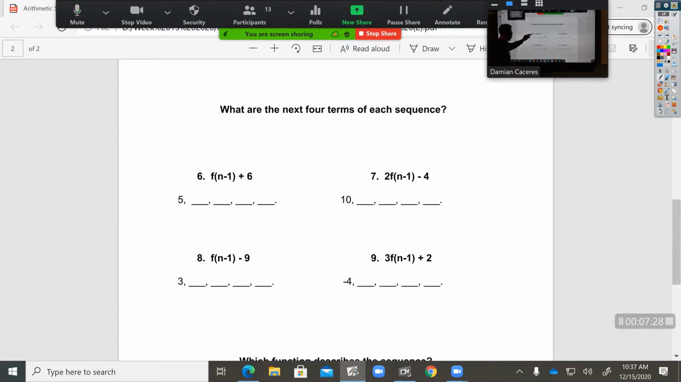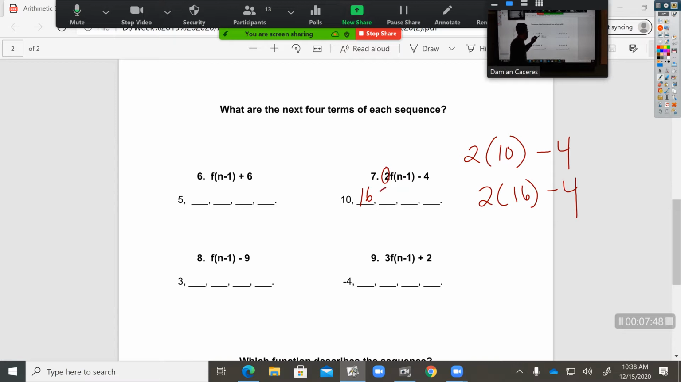Now let me show you this one before you start, just in case. This one has a number in front of the F, so don't forget that's multiplication. So you plug in the 10 here. 2 times 10 is 20. Minus 4, 16. Now you do the same thing, but with the 16. 2 times 16 is 32. Minus 4, 28. So on and so forth. Alright? Any questions on those?